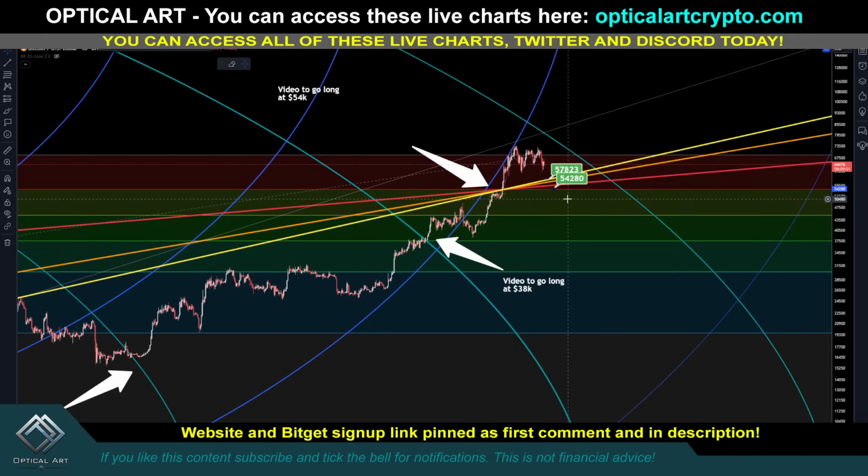So if we get below 54,000, let's say 55,400, and that becomes resistance, then I believe we will have a major correction, and again, I believe a crash will be coming.